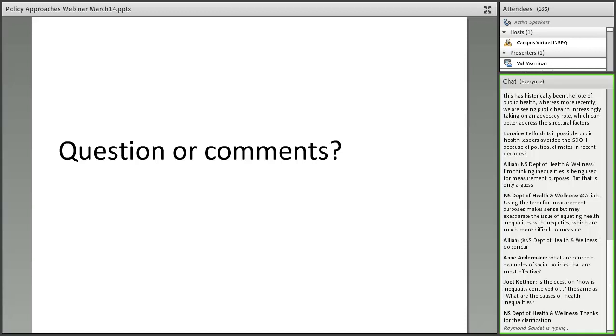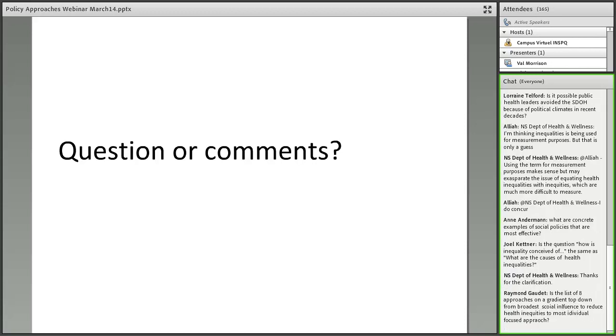Okay, and Lorraine asked for a little bit more information about what the model is called. Solar and Irwin 2008 came up in an earlier slide. Could you maybe just refer to the original document?